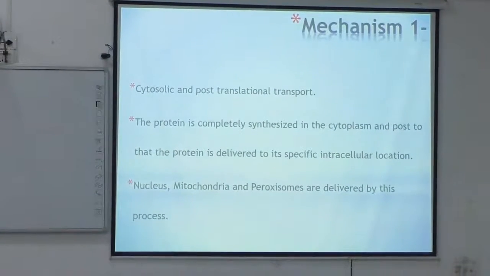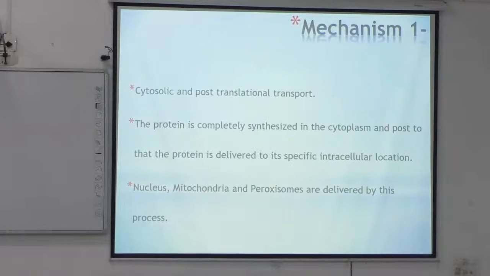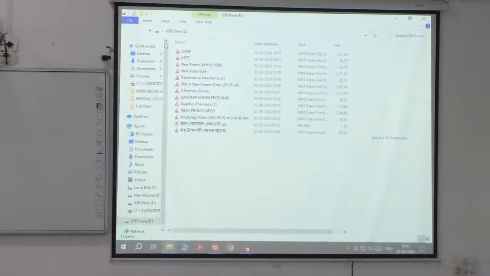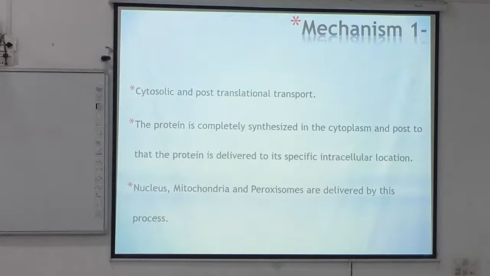It is post-translational transport. I have named it as mechanism 1. It generally occurs in the cytosol and it occurs only when the protein has already been synthesized. That is called post-translational transport. You should remember the names as examples: nucleus, mitochondria, peroxisomes are delivered by this process. Please, they will ask you this in short questions. Sorry, this is also asked in multiple choice questions.